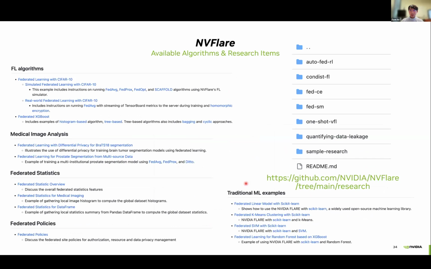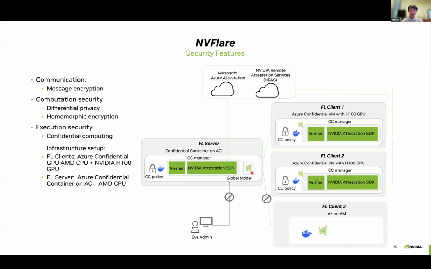And to help users implement their own algorithms, we provide several tutorials on different algorithms and research items I just talked about, like the FedCE work and the one-shot vertical federated learning algorithms. Everything is in there. And also, of course, the traditional machine learning algorithms to help people understand how to formulate a particular algorithm into a federated learning scenario.